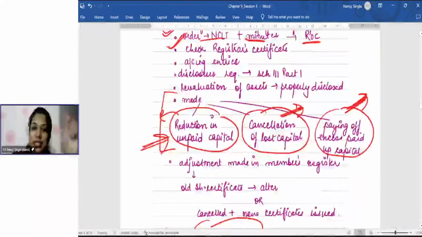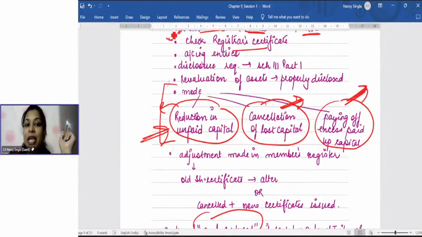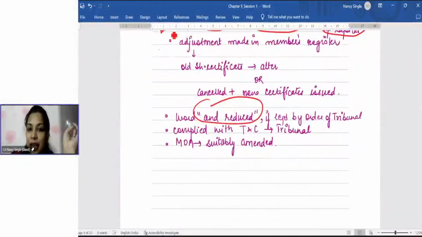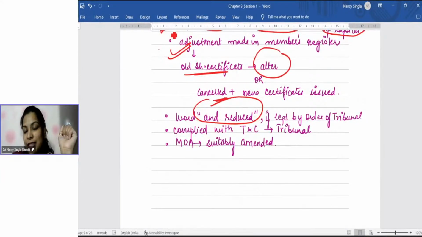After that, check the registrar's certificate, check the accounting entries, and in case revaluation is required, then Schedule 3 Part 1K, according to whatever disclosure is required, whether that has been done, whether the revaluation is properly disclosed or not. Adjustment is required to be made in the members register. Old certificate, I told you nowadays everything is in DMAT, but in case of physical certificate, the old certificate will be altered or cancelled and new certificates to be issued.